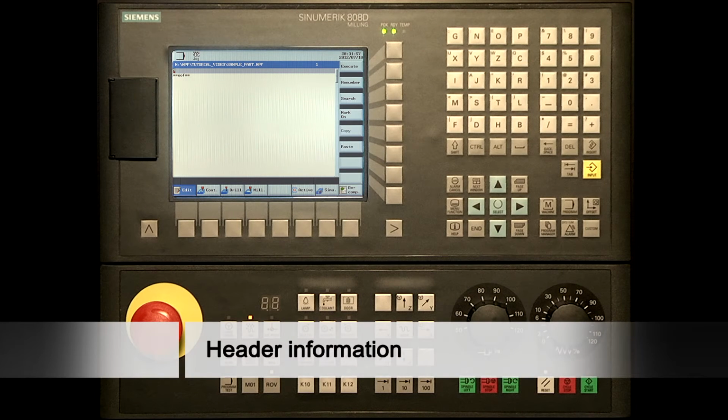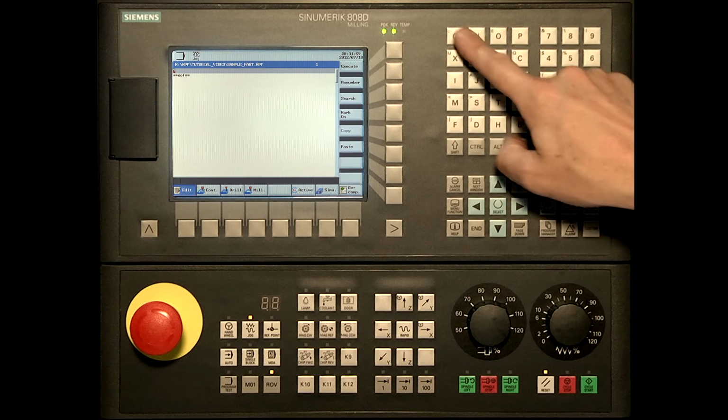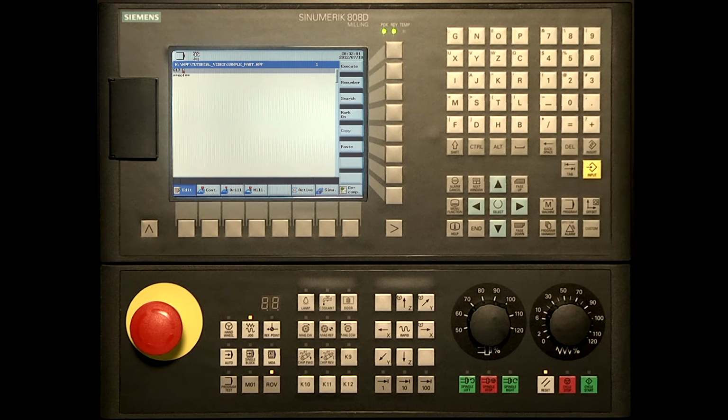First, we show you how to organize and structure your program in order to provide understanding to the operator of the machine. The first thing you do is always write the header of the program first. There, you normally write the following information. G17 is the XY working plane.